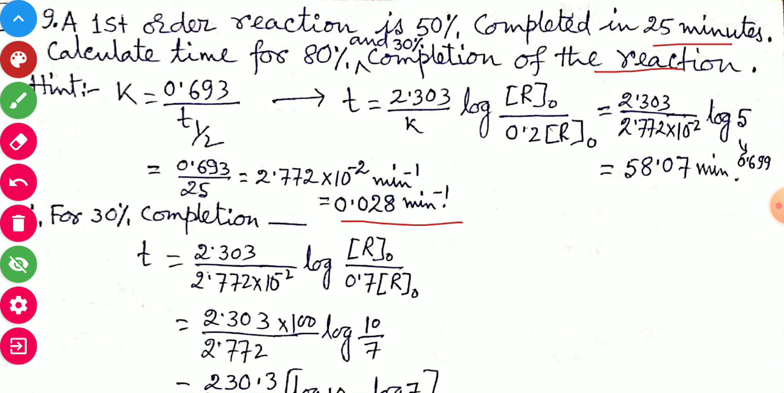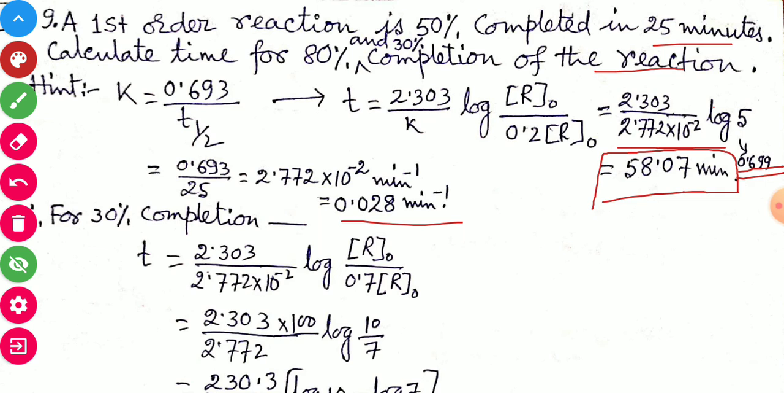Now, for 80%, t equal to 2.303 by K log R0 by 0.2 into R0 equal to 2.303 by 2.772 into 10 to the power minus 2, that is 0.028, log 5. Calculating the values, we get 58.07 minutes because log 5 equal to 0.699.